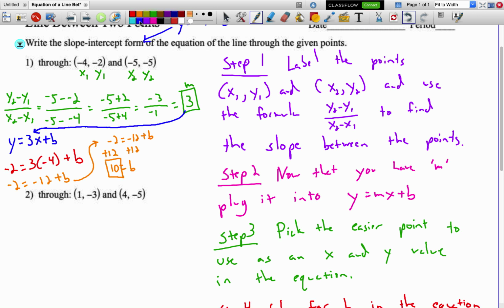All right, so we were only borrowing those values for x and y, so now we're going to give them back and rewrite our equation with just the m and the b value that we found. Y equals 3x plus 10.